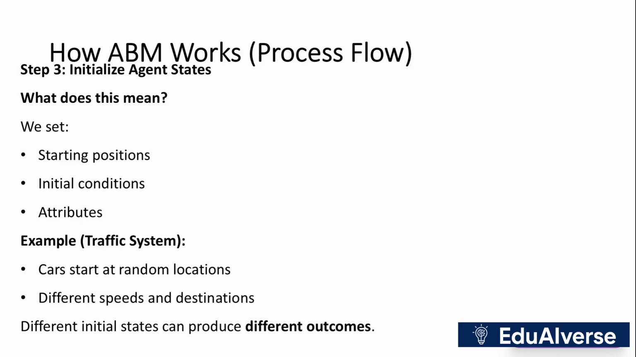Initializing agent states involves setting starting positions, initial conditions, and attributes. In a traffic system, cars start at random locations with different speeds and destinations. Different initial states can produce different outcomes.